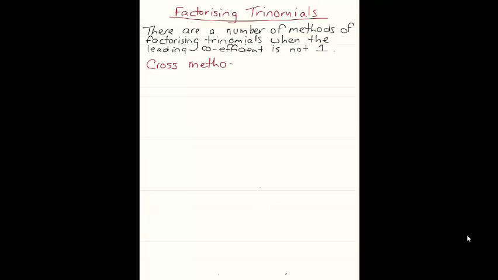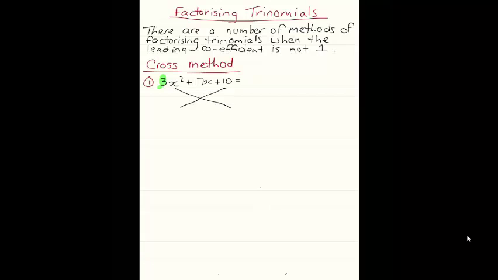So if we're asked to factorise 3x squared plus 17x plus 10, we can't simply go, oh, the factors of 10 are 10 and 1 and 5 and 2, and then make 17 using those factors, because we have this extra term here that needs to be considered, the 3. So what we do is we draw a cross underneath, and the cross starts and ends at our first and last term, and then we factorise those two terms.